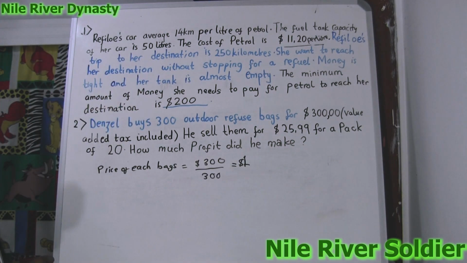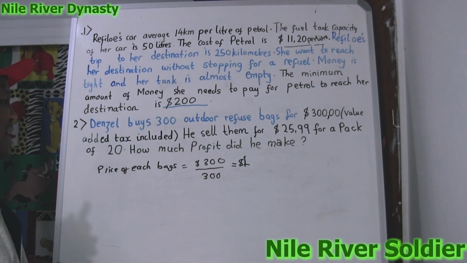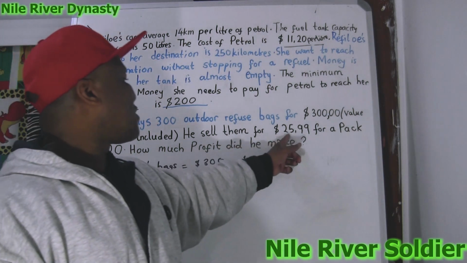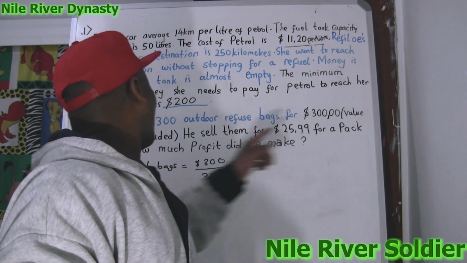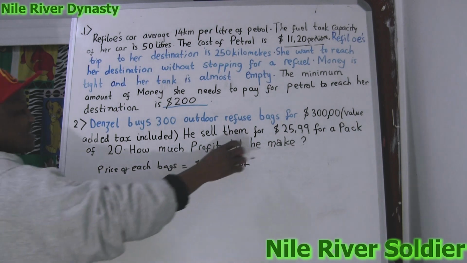Now, this is the price that this guy bought at. But what happened then? He sold them. He decided, oh, I'm going to sell. But let's see, is he going to sell all of them or is he going to sell some? So he sold them for this amount, but this amount is for a pack of 20. So he didn't sell all 300, he only sold 20. So I'm going to take this amount.